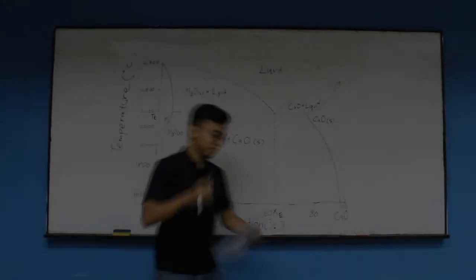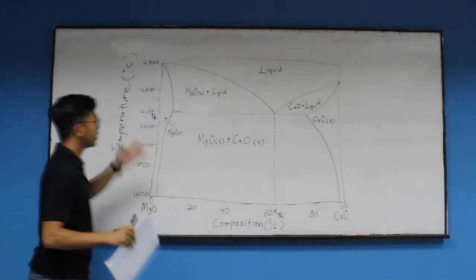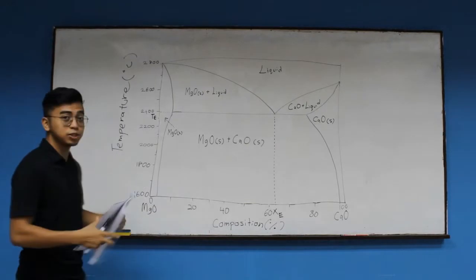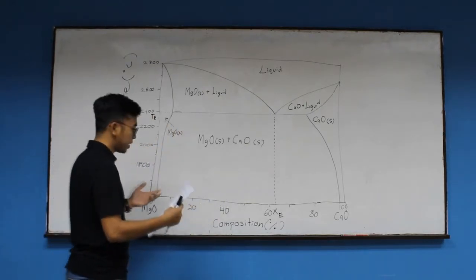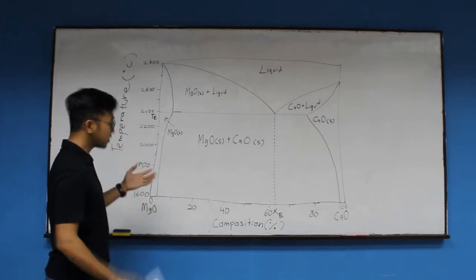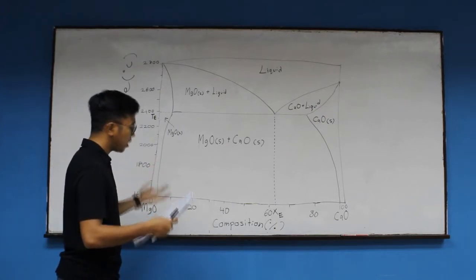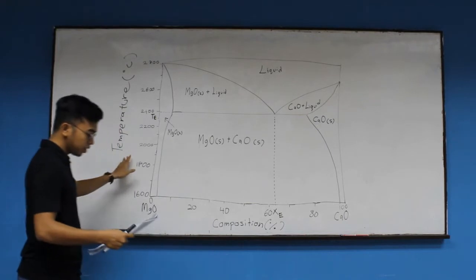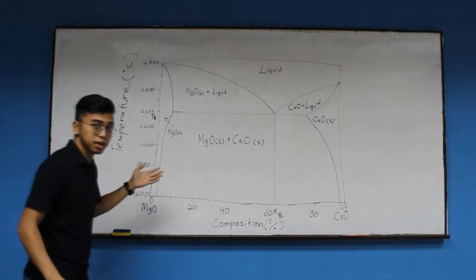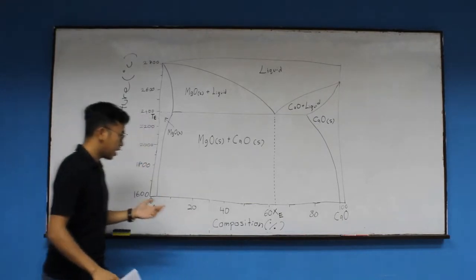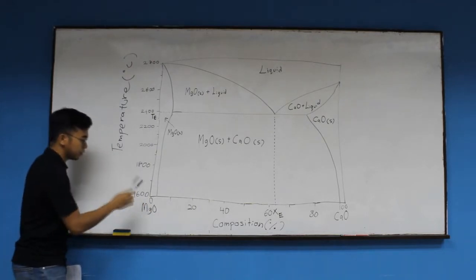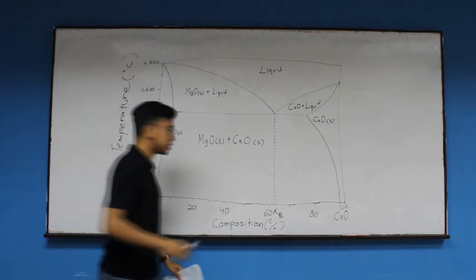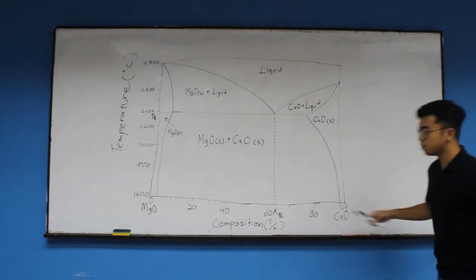Hello students. Today we continue to learn about the eutectic diagram with partial solid solubility. You need to know that most ceramic binary phases exhibit partial solubility. If you look here, this is a eutectic phase diagram, and you can see that there are two components in here. The first one is magnesium oxide, and the other one is calcium oxide.